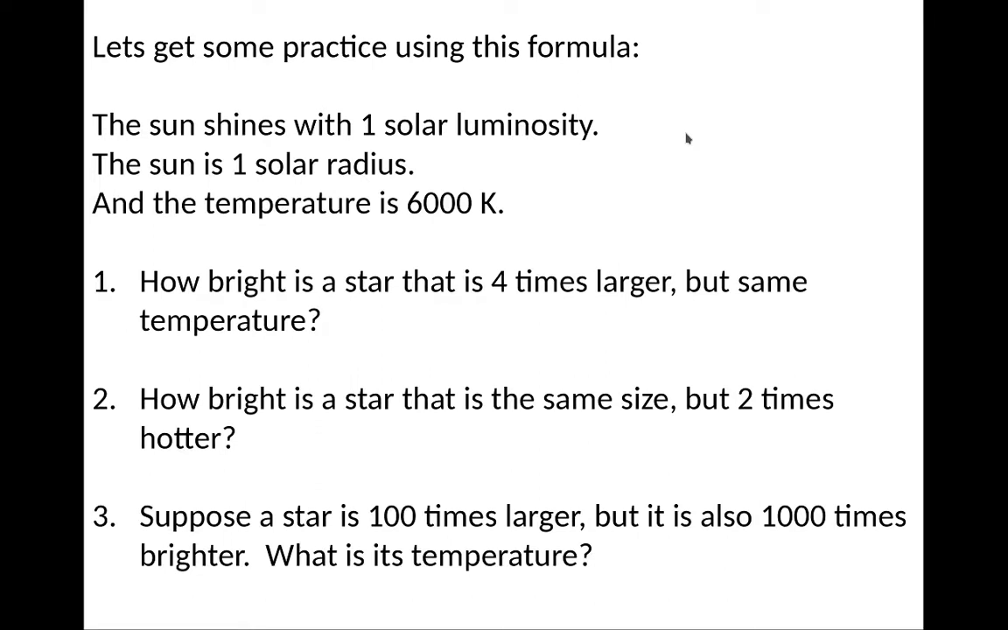All right, so let's get some practice using this formula. How bright is a star that's 4 times larger but the same temperature? How bright is a star that's the same size but 2 times hotter? And suppose a star is 100 times larger but also 1,000 times brighter. What is its temperature? We need this piece of information: the Sun shines at 1 solar luminosity, is 1 solar radius, and its temperature is 6,000 degrees Kelvin.